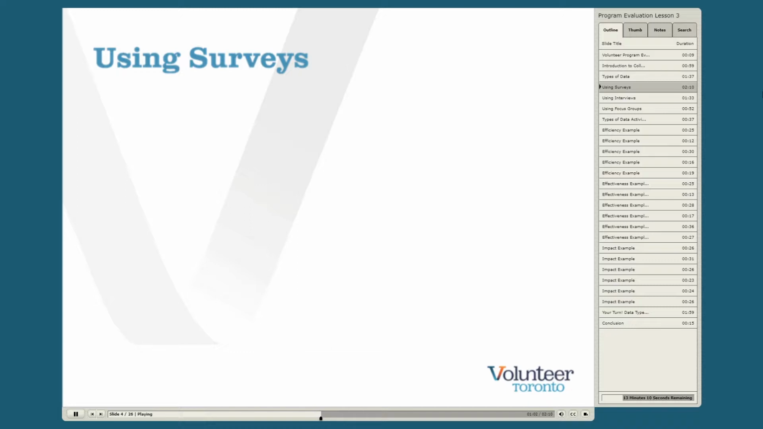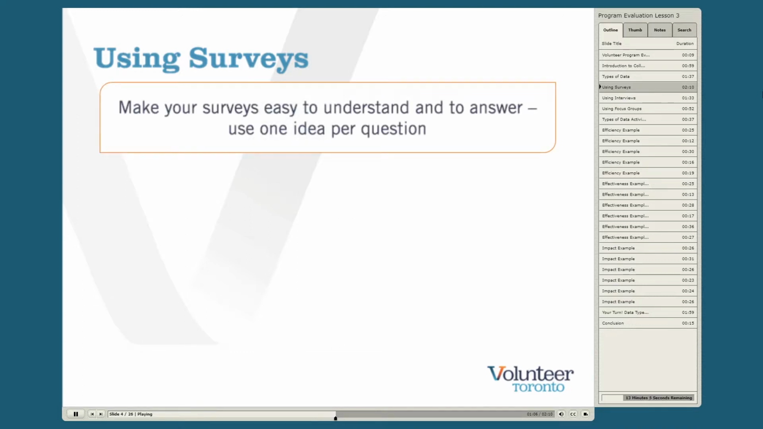It's important when creating a survey to think about a few best practices to follow. Make your surveys as easy to understand and to answer as possible. To do this, make sure you stick to one idea per question. For example, instead of asking, "Are you satisfied with the programs run by this volunteer, and would you return to another program run by this volunteer?" you can ask two questions. Are you satisfied with the program run by this volunteer? And, if this volunteer ran a program again, would you attend?